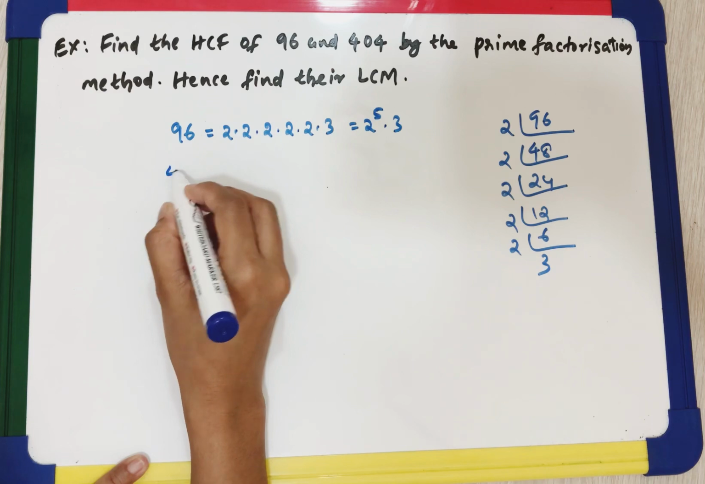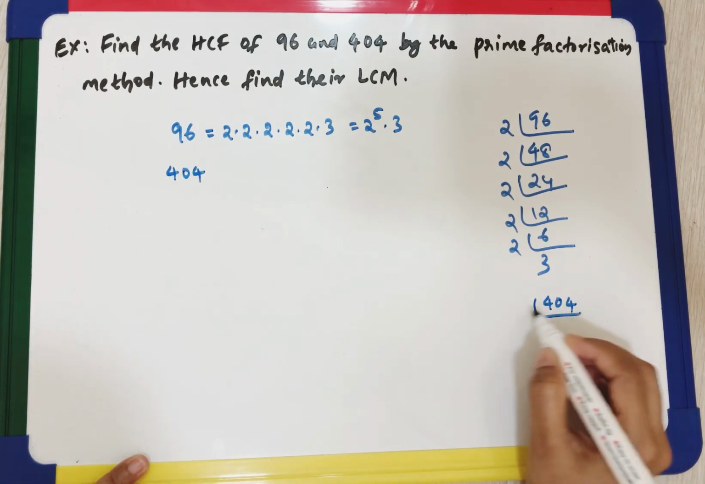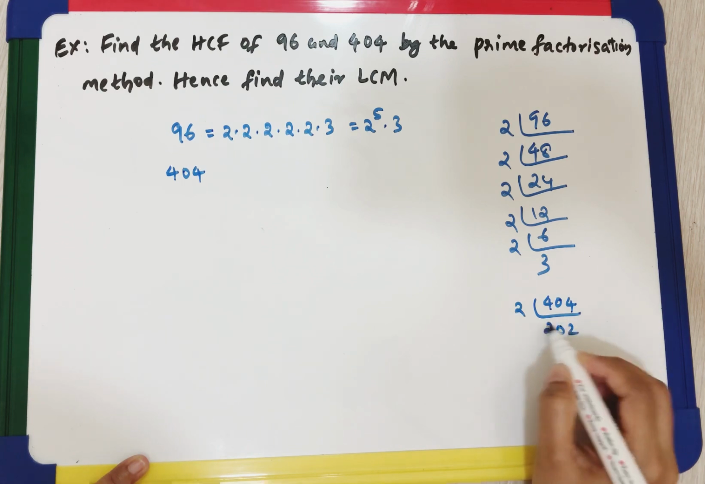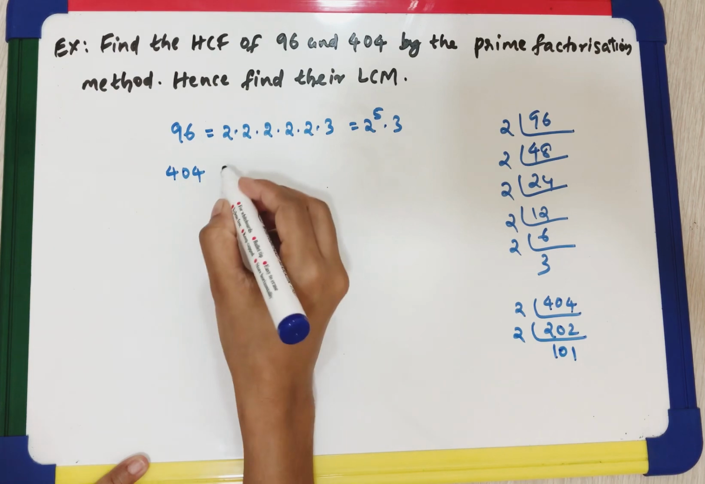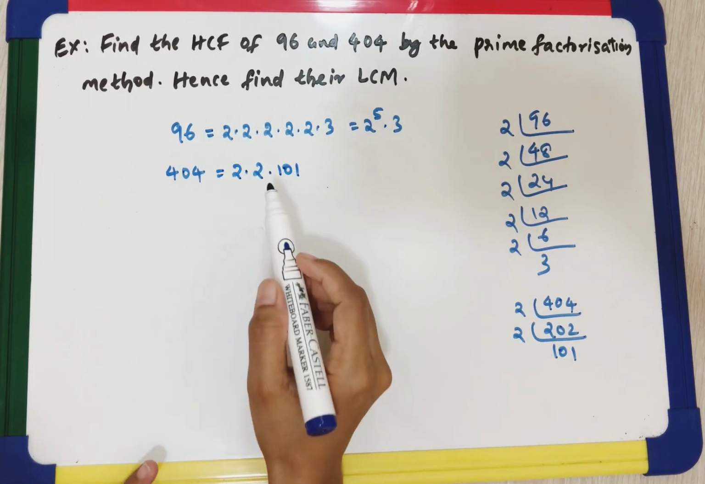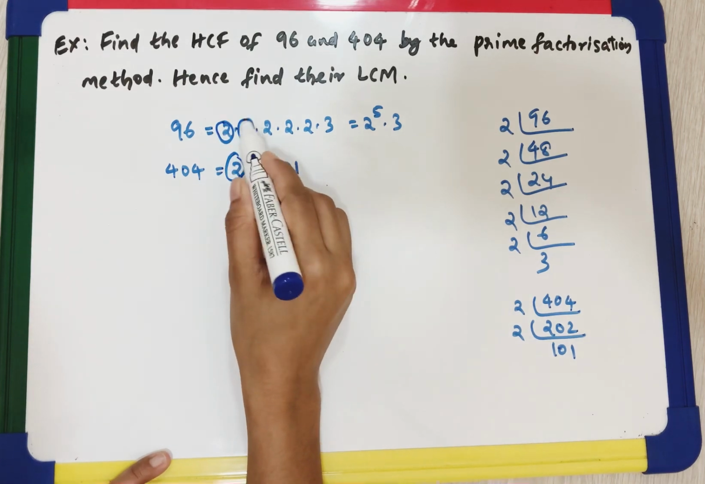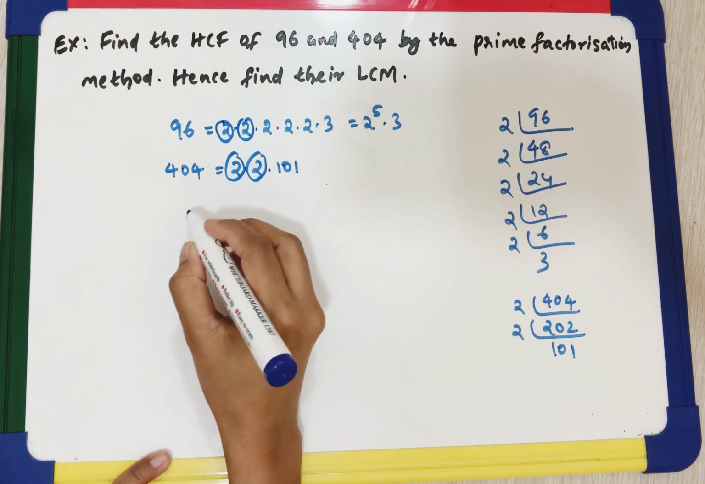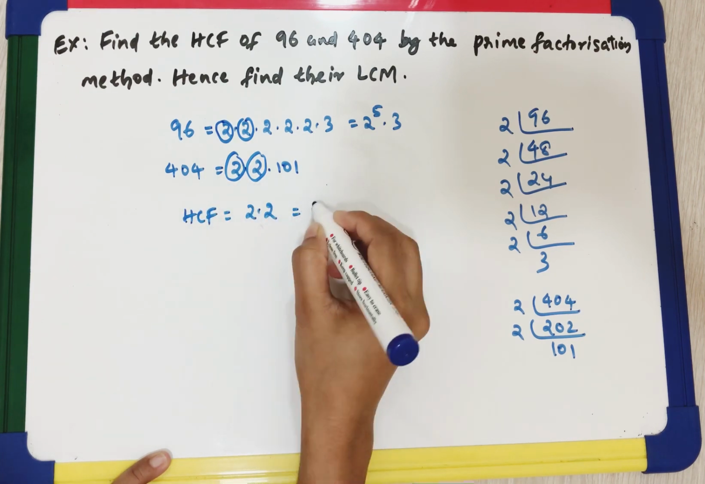And the factorization of 404. 404 is 2, 202, 2, 101. 101 is a prime. It is equal to 2 into 2 into 101. Here the common factors are 2, twice. Therefore, HCF is equal to 2 into 2, which is equal to 4.